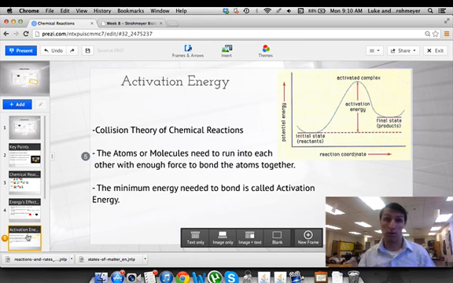Not only do they have to touch, but they have to collide with enough force to make the bonding occur. That minimum amount of force required is called the activation energy.